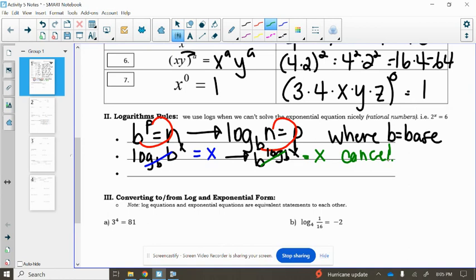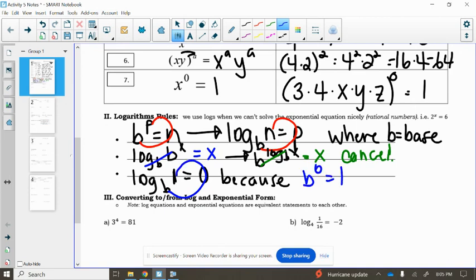The last one is anytime we have log with a base of 1, well, that's going to equal 0. And that is because when we take the exponential form of that, right, kind of rewrite it, b to the 0 power equals 1. And base, that's actually up here based on number 7 that we talked about before.